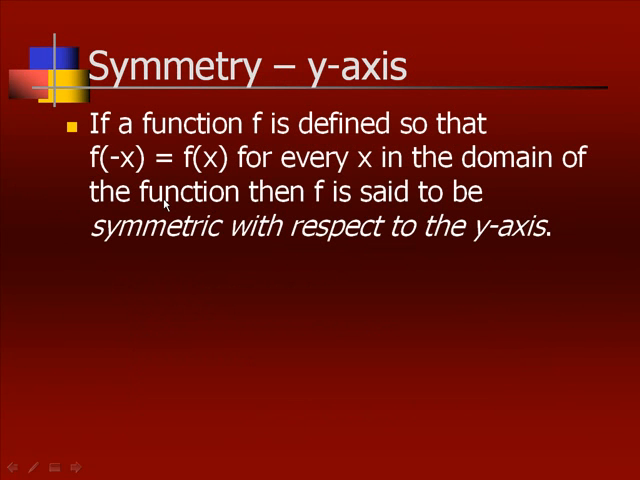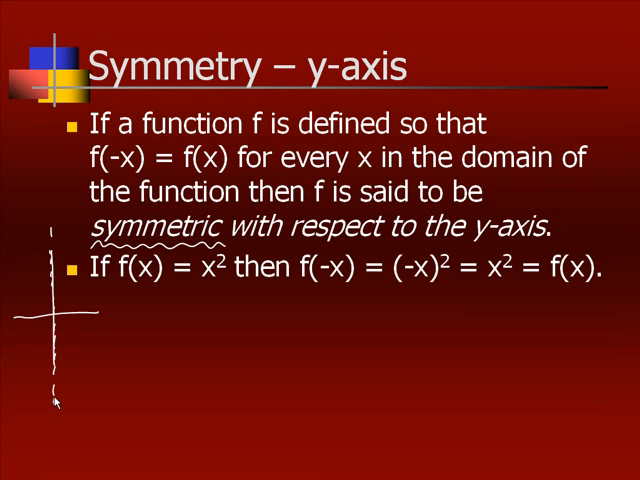Okay, now we're going to talk about symmetry, which means same. If a function f is defined so that f of -x is equal to f of x for every x in the domain of the function, then f is said to be symmetric with respect to the y-axis. The easiest way to think of this is if you have a graph on a sheet of paper and you can fold it down the y-axis and get the same thing on both sides, then we say it's symmetric with respect to the y-axis.